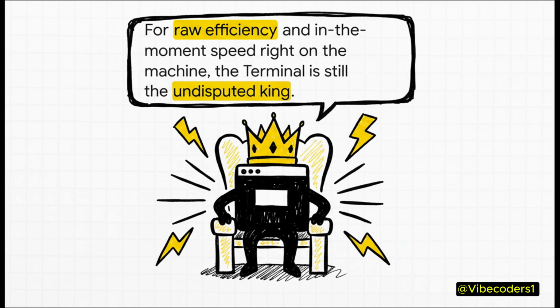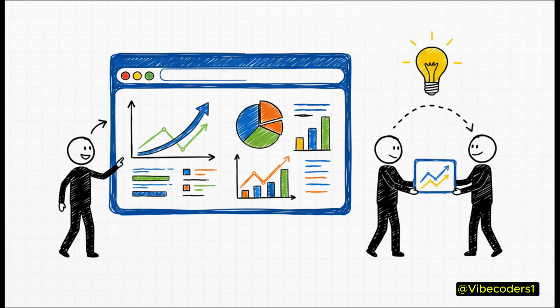So, the verdict is pretty clear. For pure, in-the-moment speed and raw efficiency right on the machine you're working on, the terminal is still the undisputed king. Absolutely nothing is faster. But the second you need to analyze trends over time, or share that info with your team, or present data in a demo, the GUI is just unbeatable. It's a different tool for a totally different set of jobs.